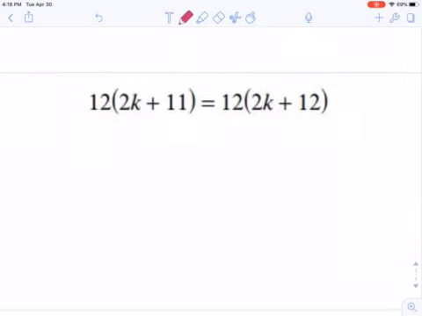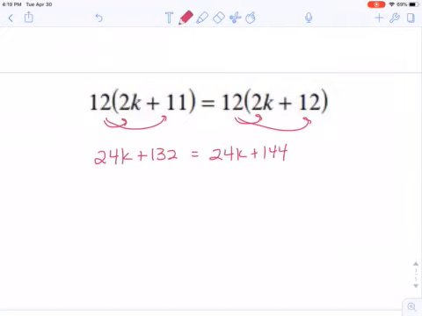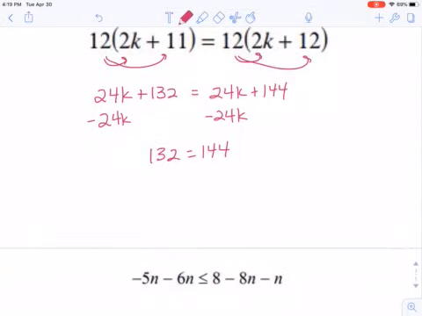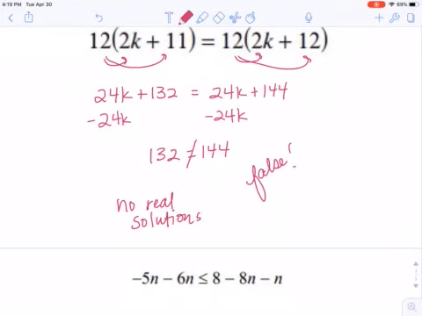So here's another example. Again, you distribute before you do anything else. So I've got 24k plus 132 equals 24k plus 144. I'm going to move all my variables to one side. So 132 equals 144. Well, at this point, I should notice that that is not true. Those are not equal. This is a false statement, okay? What that means is my official answer is that there are no real solutions. There is no number for k that I could plug in to make this equation true. So there's no real solutions, okay?